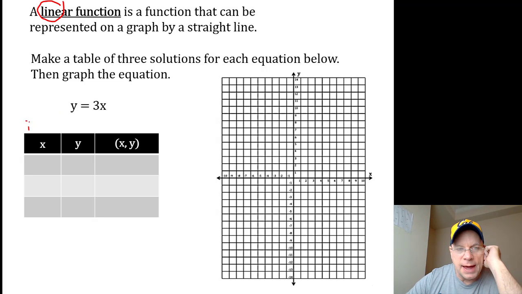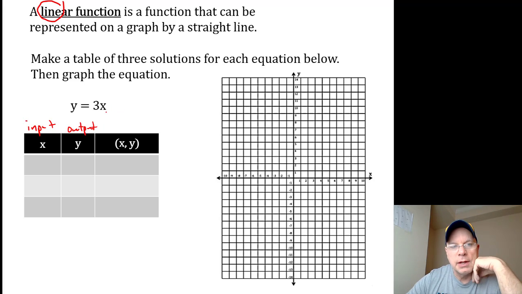We think of the variable x as our input value. The variable y is our output value. And so we input a value for x into this function, and we calculate what our output is, our y value. And so here's what you do. You pick an easy value for x. The easiest value for x often is 0.